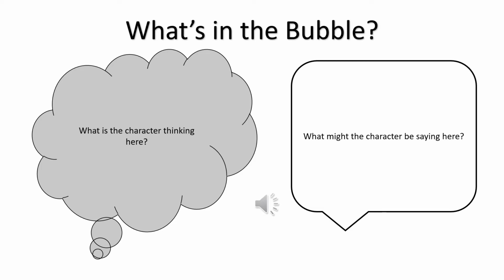Strategy time. So, one strategy you can use is called the what's in the bubble strategy. When we use this strategy, we can pause and think, what's my character thinking here? Or, what might my character be saying here? Even when the text doesn't tell us, we can imagine, noticing what's happened so far. Pause on the page and put a thought or speech bubble above the character in the picture. Point to the bubble and say what the character might be thinking or saying.